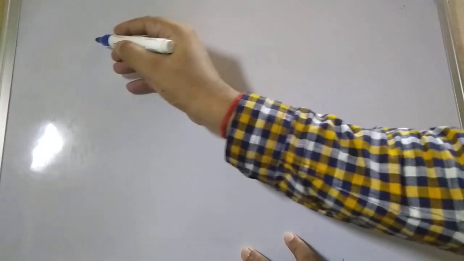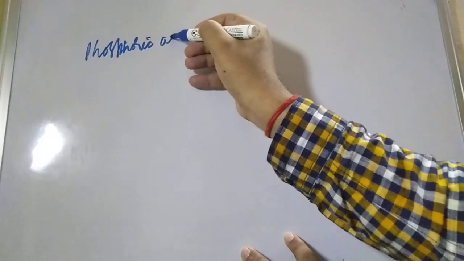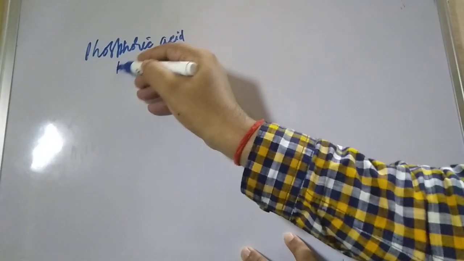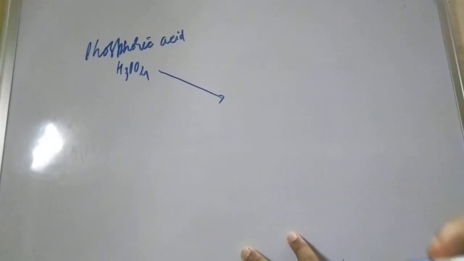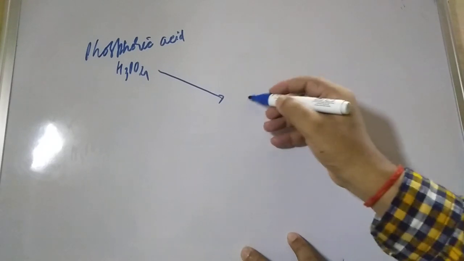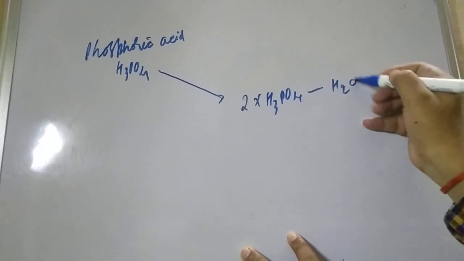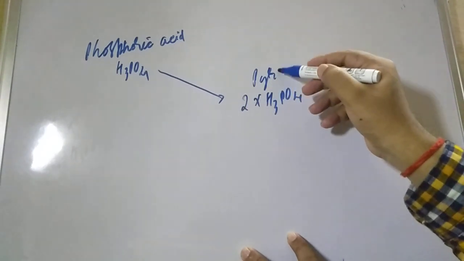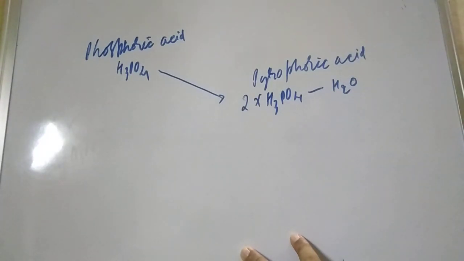That is pyrophosphoric acid. From phosphoric acid, whose formula I already said, H3PO4, which we are deriving from because this is the parent acid. We are removing water from 2 molecules of H3PO4. Whatever acid is formed, that is pyrophosphoric acid. Got it?